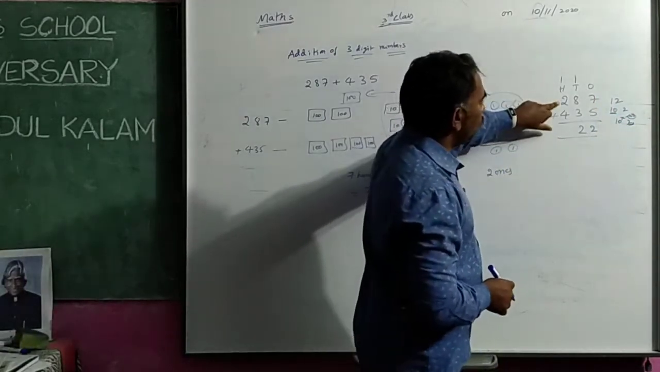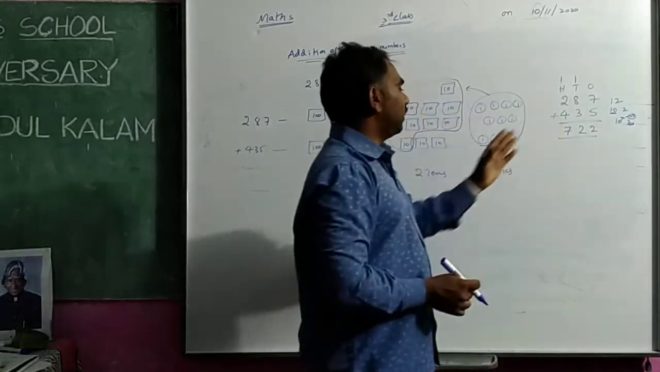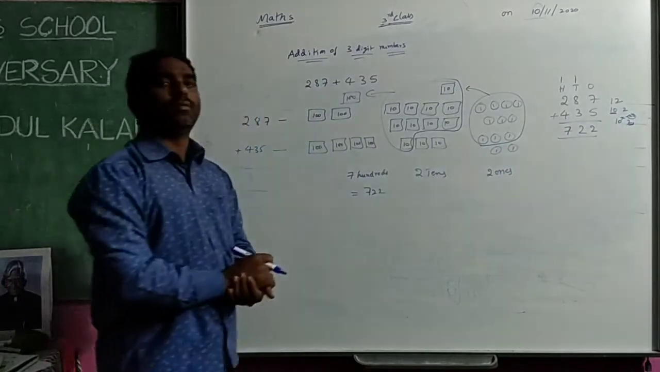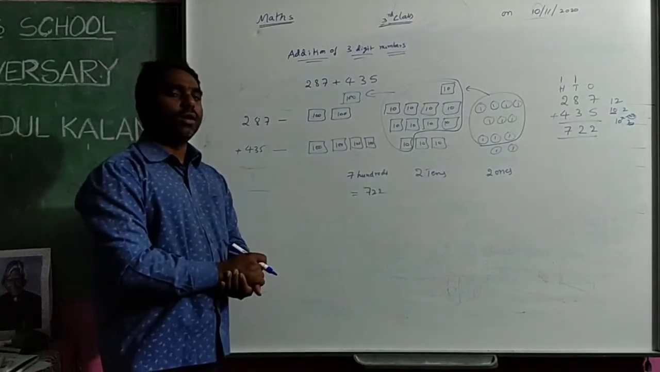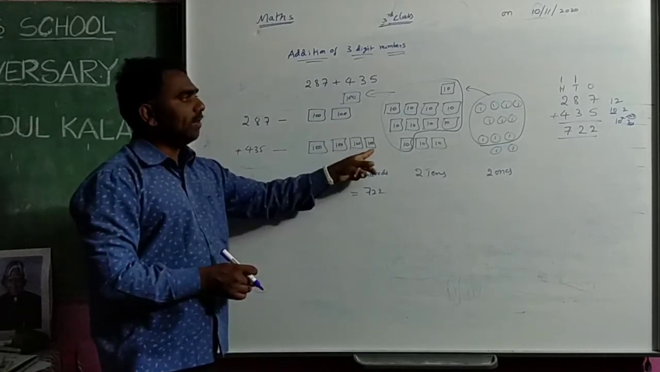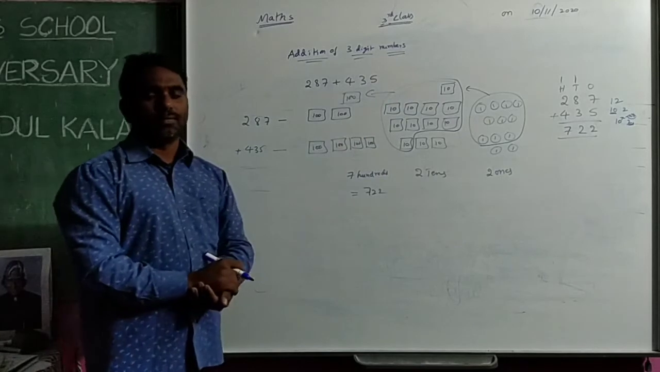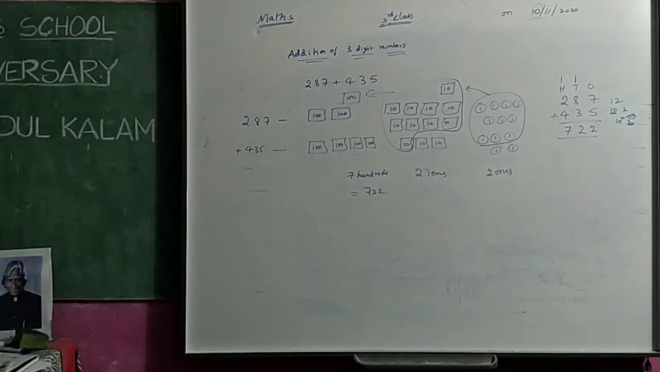Now 1 plus 2, 3 and 4, 700. So this is the direct method and it is the practical method. Okay? So I think you understood how you can add 3-digit numbers in the practical way and in the direct way. Okay? So now stop the video for some time and write it down.